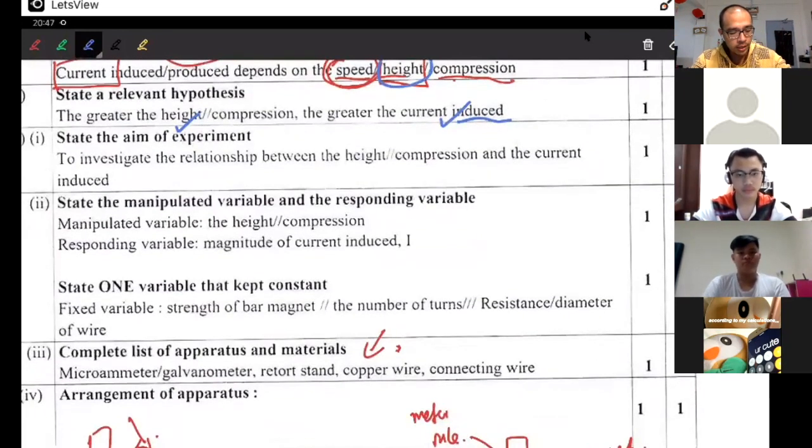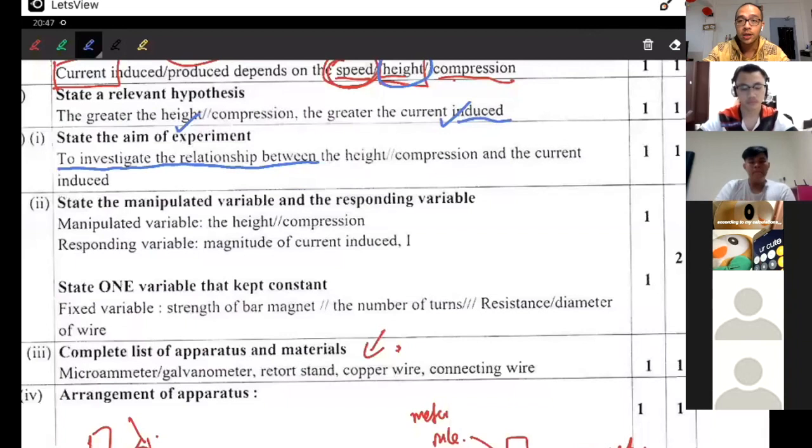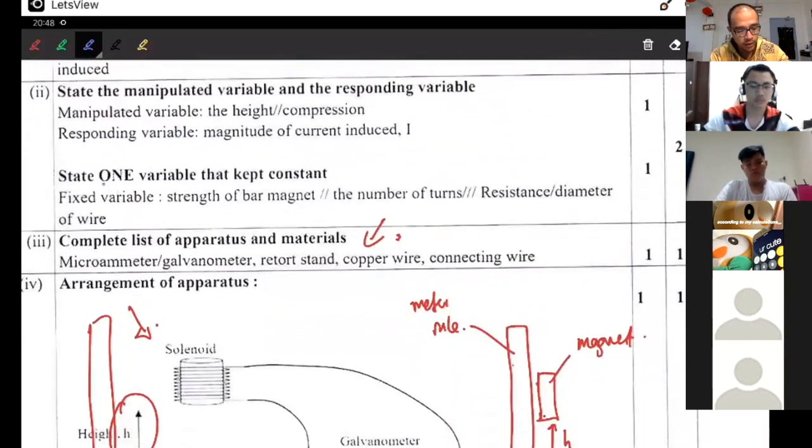To state the aim of the experiment, this is our standard five words: to investigate the relationship between, and then you go on and say the height or the compression and the current induced. Once again, let me remind you, the word induced must be in, so that you get the full mark. I've heard before that if you don't write the word induced, they will deduct a little marks. They won't mark everything wrong, but they will penalize. So this is a very important concept, induced current. Okay, so state the manipulated variable, and so on. One fixed variable.